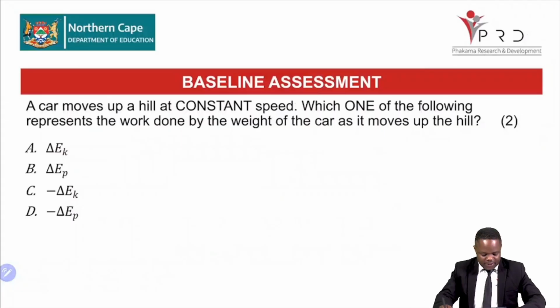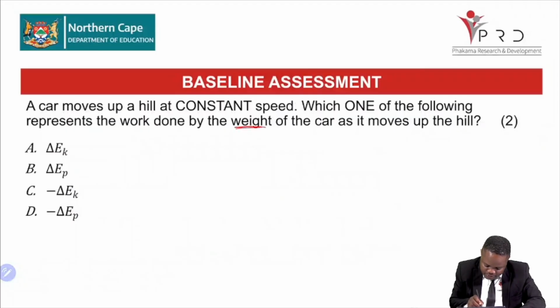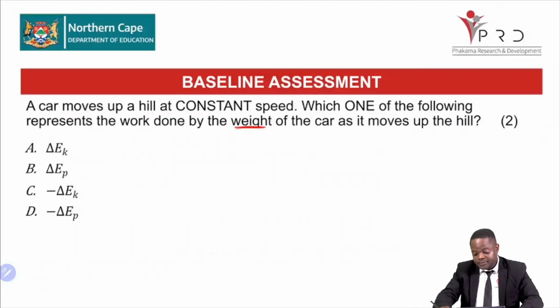Right, welcome back. So we have a multiple choice question there. It says a car moves up a hill at a constant speed. Which one of the following represents the work done by the weight of the car as it moves up the hill?